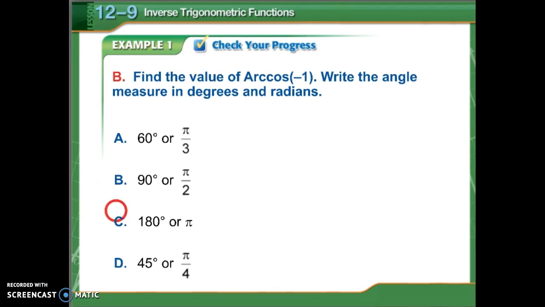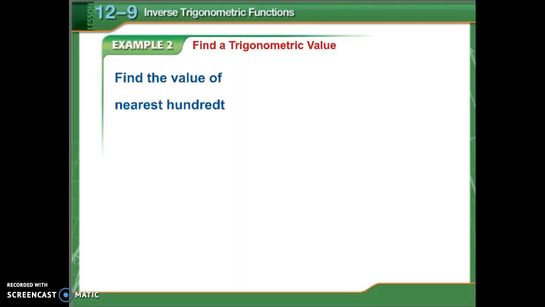And our answer this time is C, 180 degrees, or just pi, for the inverse cosine of negative 1. For example 2, this is finding a generic trigonometric value that is not on the unit circle. We need to find the value of the tangent of the inverse cosine of 4 over 7, and we're going to round our answer to the nearest hundredth.